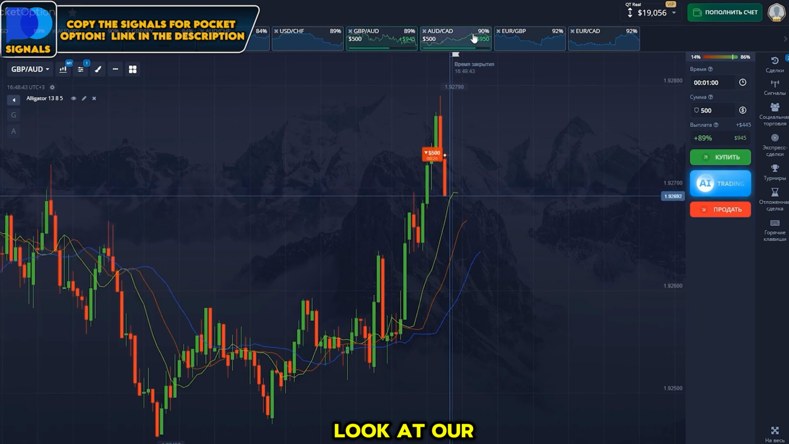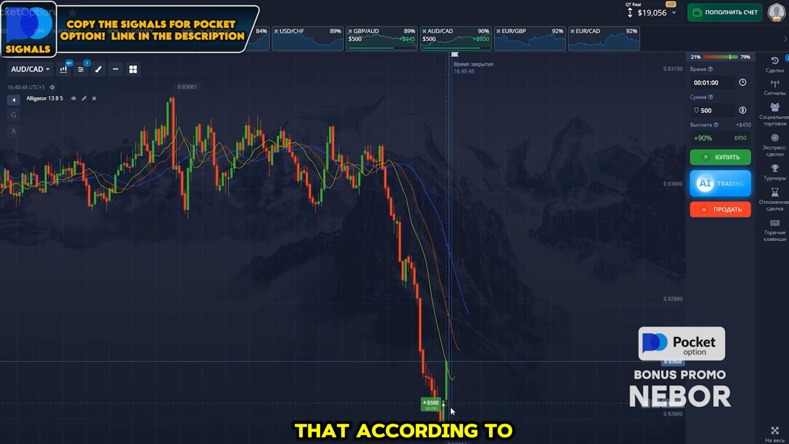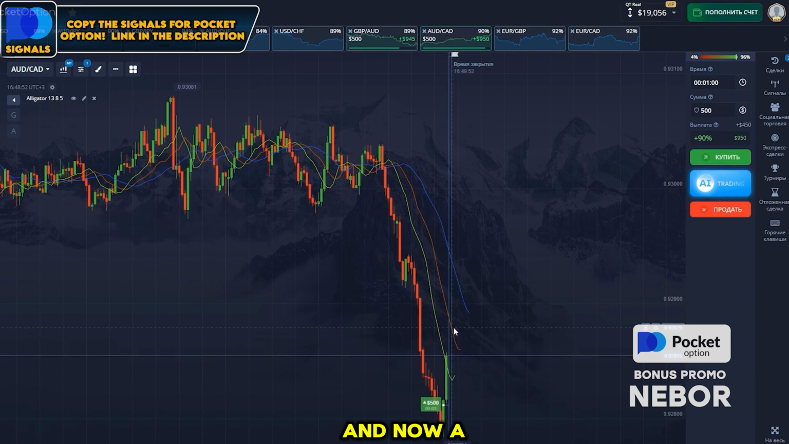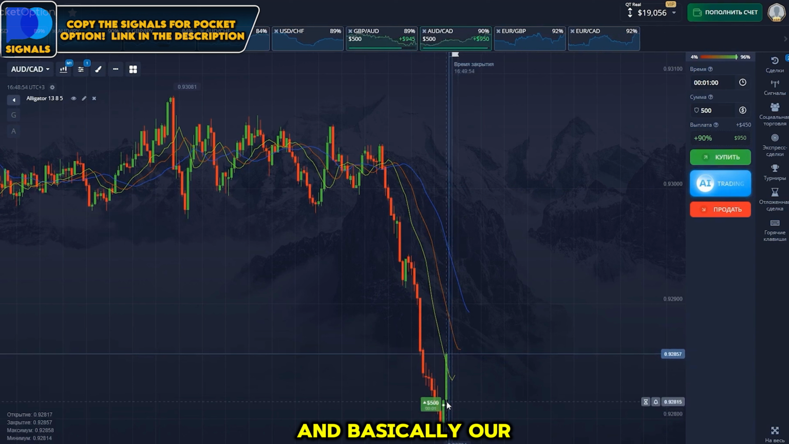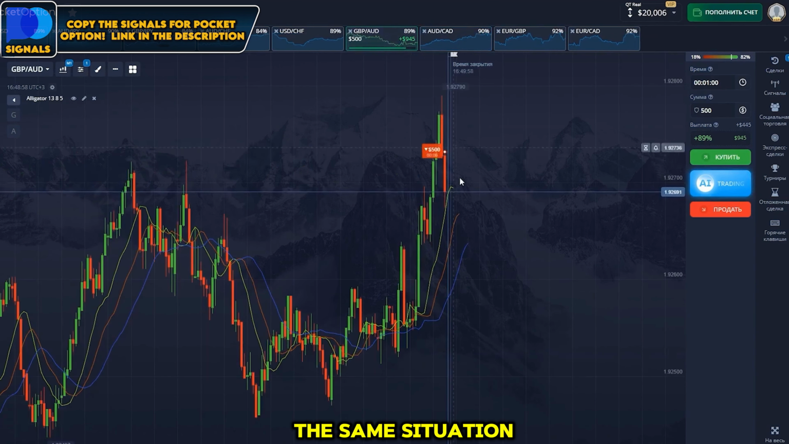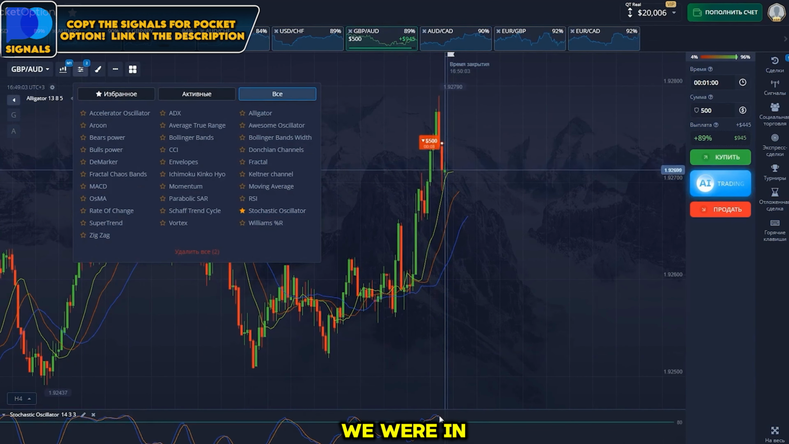Now let's take a look at the first currency pair. Yes, we see that according to the stochastic, the price was in the oversold zone and now a pullback is happening and basically our martingale makes sense. We are taking our profit. The same situation is happening here. We can also look at the stochastic. We see that we were in the overbought zone and now a pullback is occurring.